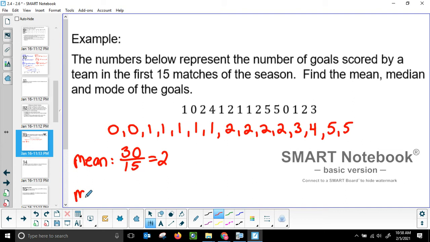The median is the one in the middle. Remember, that's n plus 1 over 2. There are 15, so 15 plus 1 over 2 is 8. So my 8th entry is my median: 1, 2, 3, 4, 5, 6, 7, 8. So that is 2. And the mode, the one that occurs most often: there are 5 ones, only 4 twos. So 1 is my mode. Pretty tough.